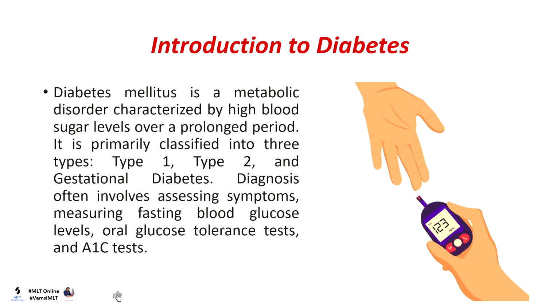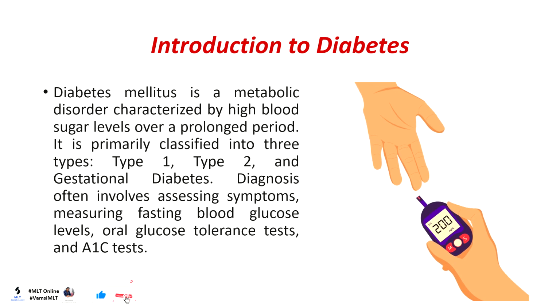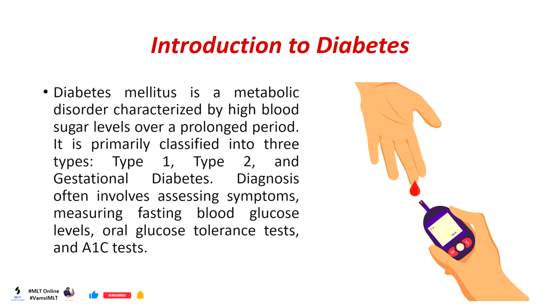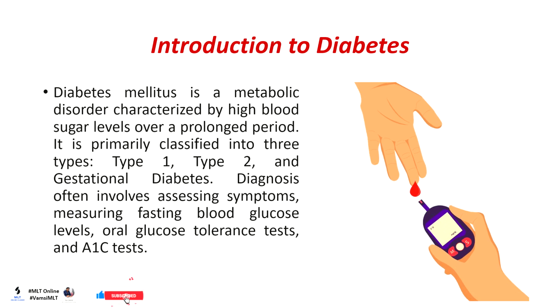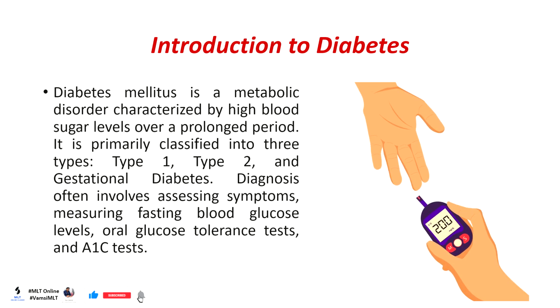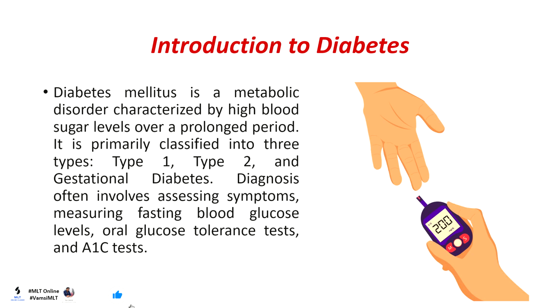Introduction to diabetes. Diabetes mellitus is a metabolic disorder characterized by high blood sugar levels over a prolonged period. It is primarily classified into three types: type 1, type 2, and gestational diabetes. Diagnosis often involves assessing symptoms, measuring fasting blood glucose levels, oral glucose tolerance tests, and A1C tests.